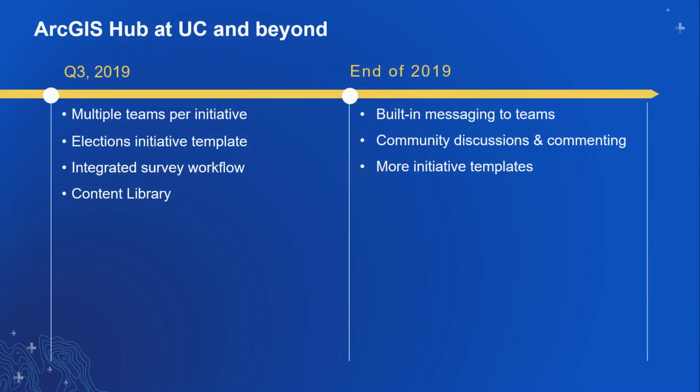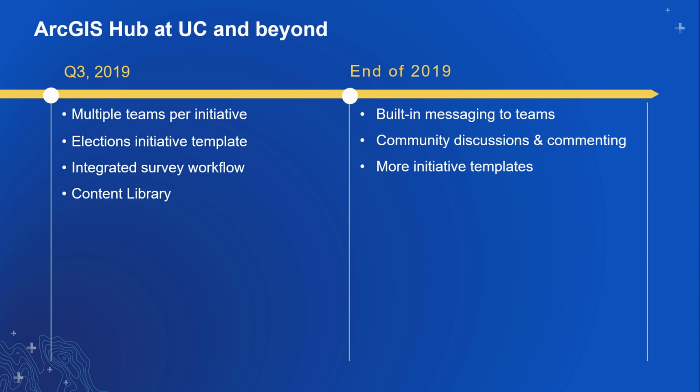So, yeah, just to give you a little bit of a roadmap about where we're going in the next couple of quarters, we already talked about the ability to have multiple teams that we're working on now. Alan showed the elections initiative template that's coming. Another thing that we're working on is a really integrated survey workflow, because surveys are one of the primary means we see of engagement for people using Hub, and so we're working on a really neat way to do that. You can do that today, but we're going to streamline it even further.